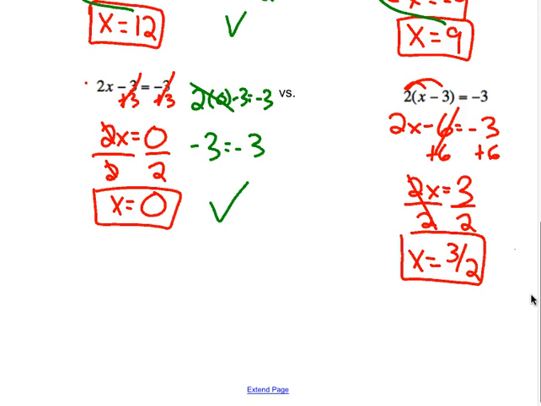And of course, as I've been stressing, it's always a very good idea to go back, plug it in, and check to make sure you are confident in that answer.